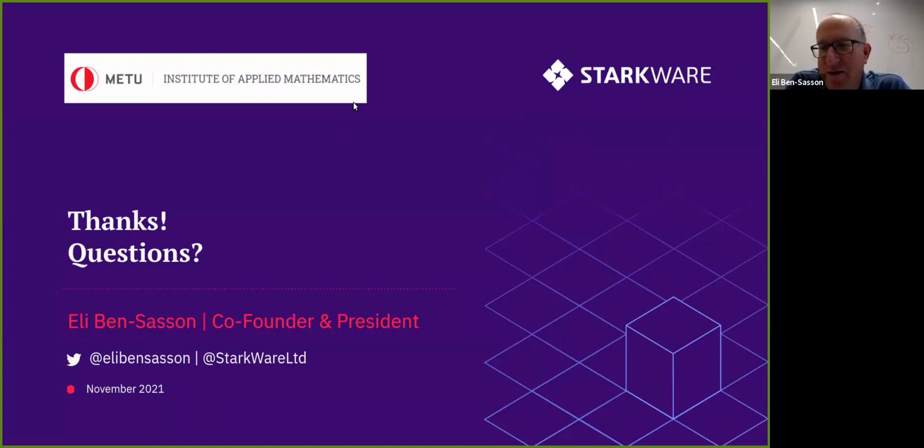Okay, yeah, I see a question here in the chat. If you want, I can answer it. I can read it and answer it. It says, what is the computational integrity statement, or I guess statement, behind StarkNet?